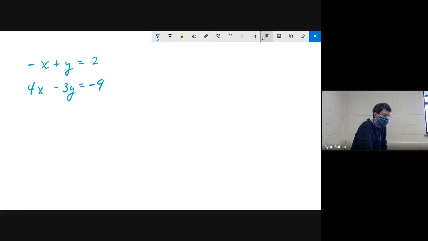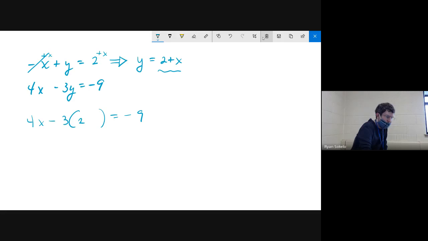All right, for substitution, I'm going to rewrite this first equation so that I isolate y. I'm going to add x to both sides. So y is equal to 2 plus x. And then I can rewrite this equation, but instead of y, I'm going to put in that, 2 plus x. Then I can solve for x.